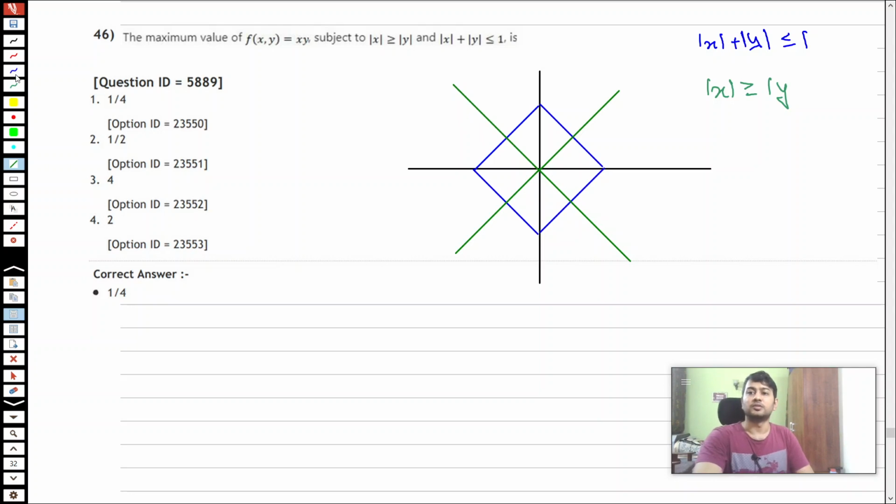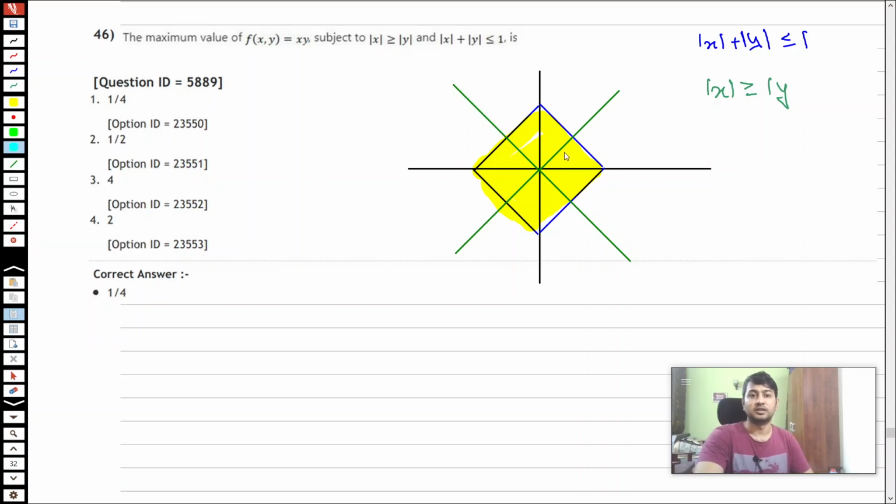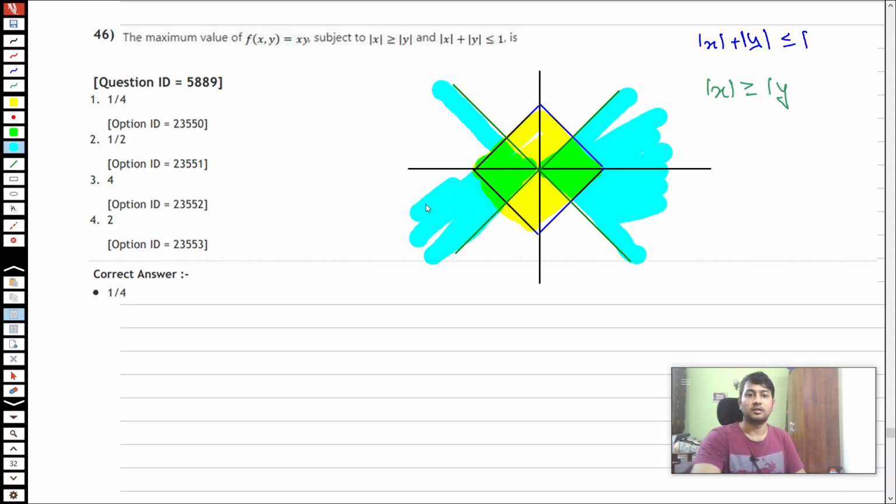Okay, so I want to lie inside the blue square, and for the green part, you see that the mod x greater than equals to mod y part is basically this region and this region. So these two kite shaped squares in green represent the feasible region basically.